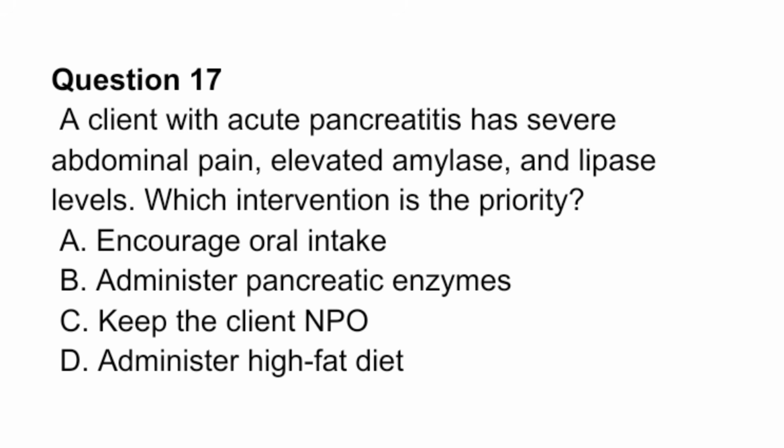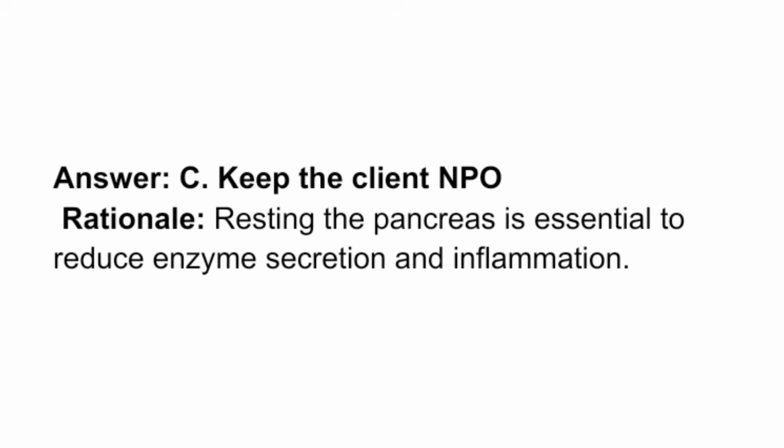Question 17. A client with acute pancreatitis has severe abdominal pain, elevated amylase, and lipase levels. Which intervention is the priority? A. Encourage oral intake. B. Administer pancreatic enzymes. C. Keep the client NPO. D. Administer high-fat diet. Answer: C.